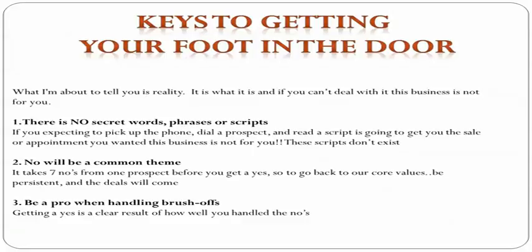No will become a common theme. It takes 7 no's from one prospect before you get that one yes on average. So go back to the core values and be persistent, and the deals will come. And be a pro when handling brush-offs. Getting a yes is a clear result of how well you handle the no's. And as you become a better telemarketing representative, you will see those 7 no's become maybe 4 no's, and hopefully maybe 2 no's, to where possibly you make that one phone call where it's a yes right off the bat.